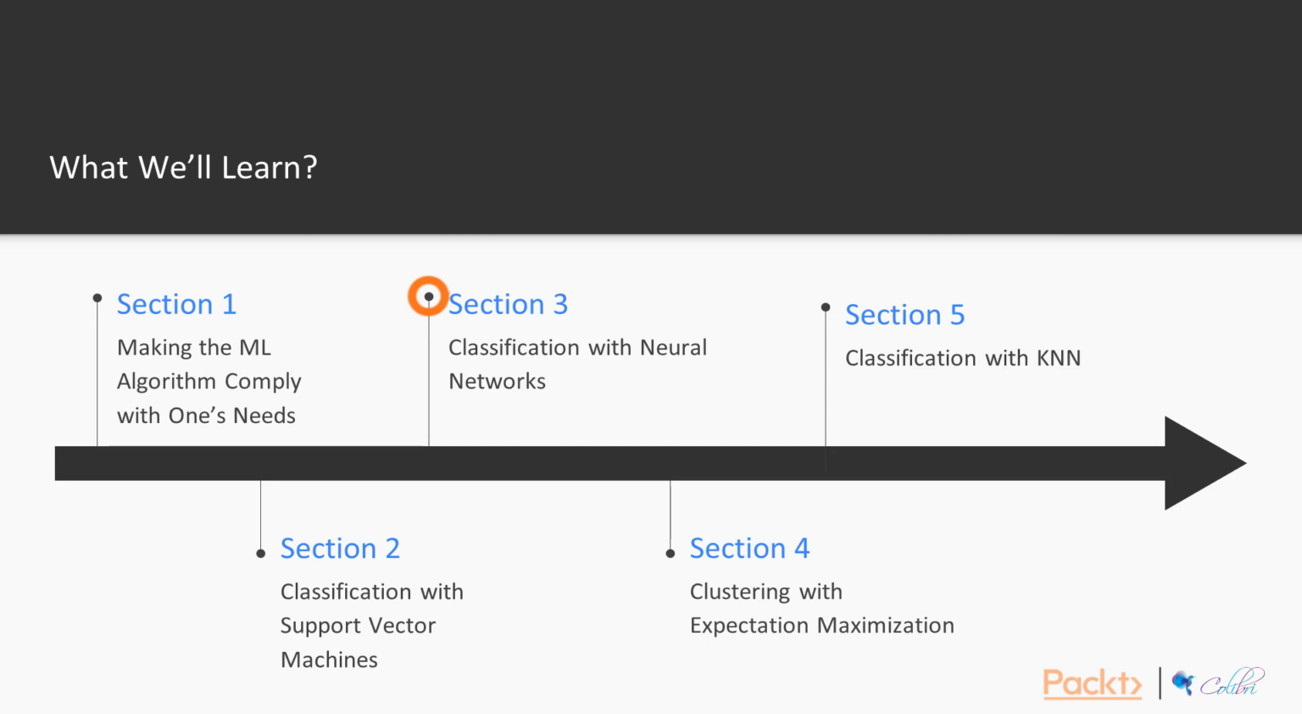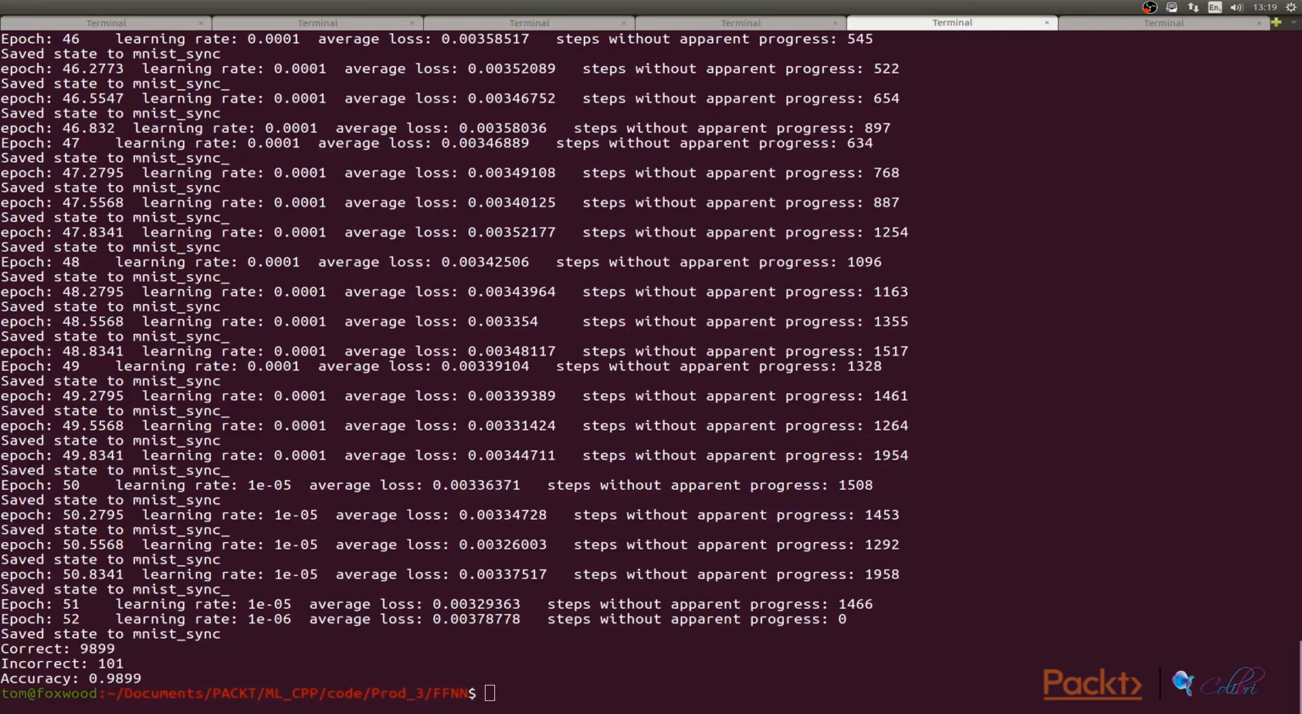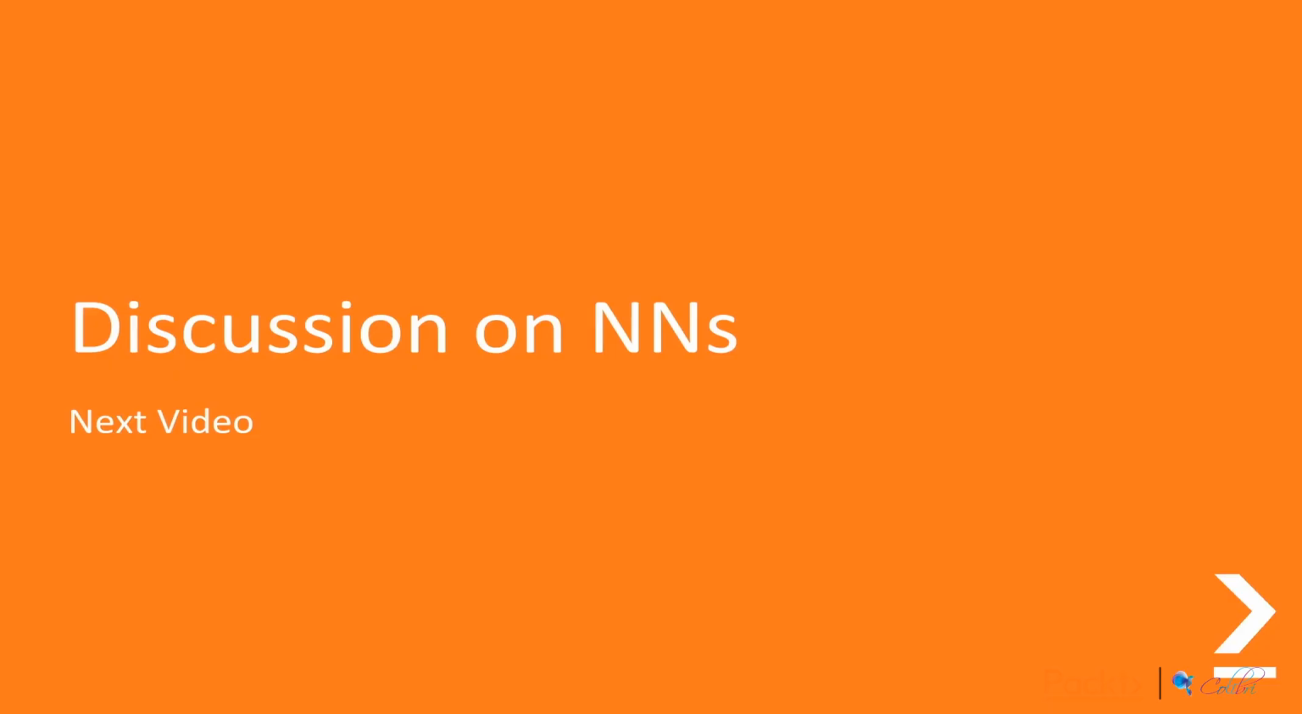In a similar manner, we're then going to move on to neural networks, and don't worry too much about what a neural network is if you haven't heard of it yet. Basically, it's the basis of deep learning, and we're going to be implementing that with DLib, which is all nice and exciting.